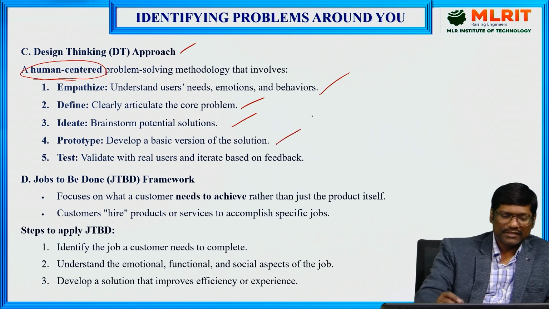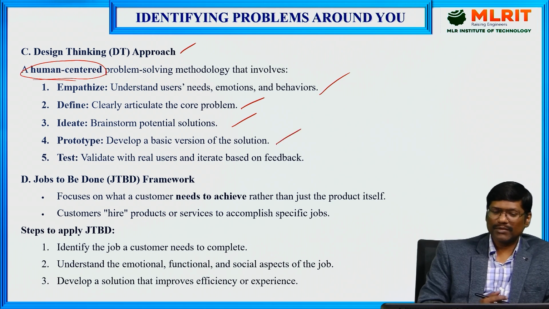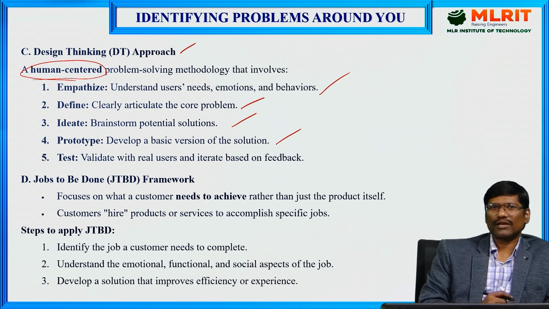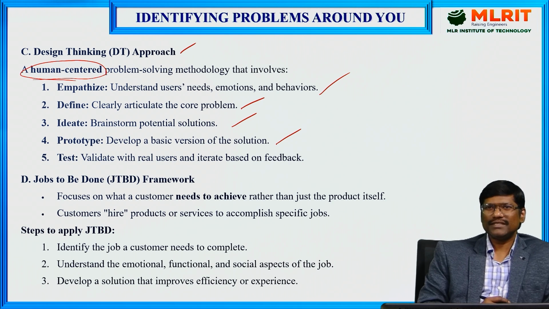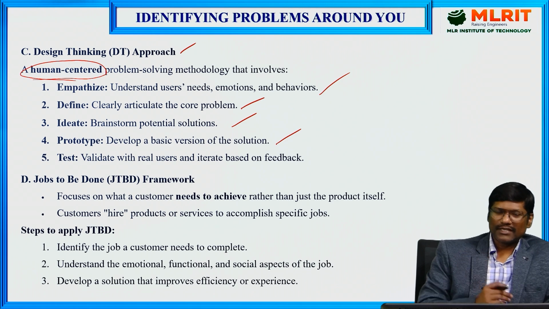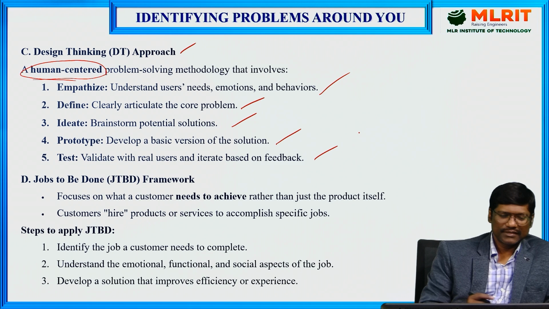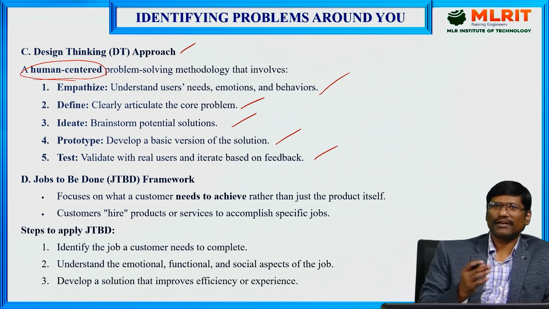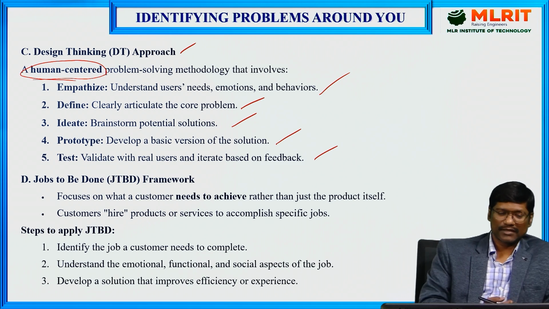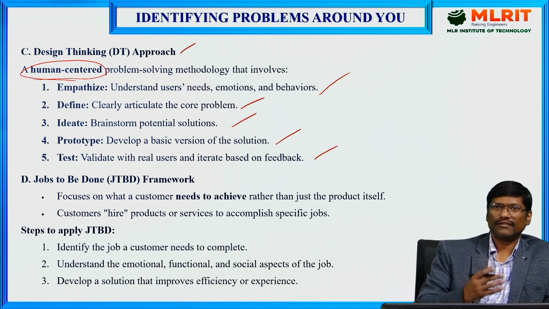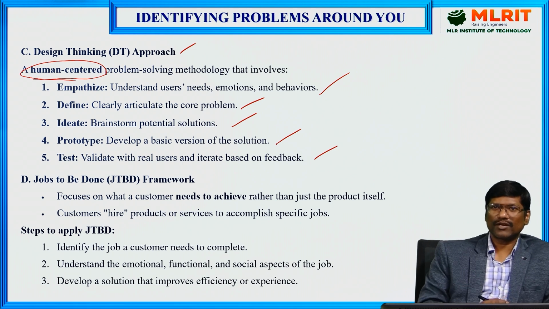And fourth one is prototype. Develop a basic version of the solution. It may not be completely workable, but with a basic understanding it gives a look and feel of the product, right? The fifth one is test. So once you have a prototype or the minimum viable product, then you go to the early adopters, and then you can give that product to them and ask the feedback from them. That really helps you to set a tone for your future business.